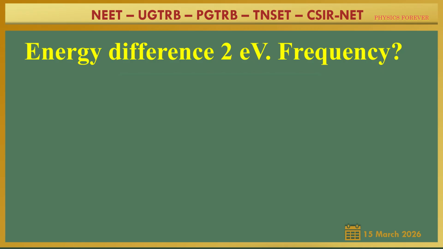So this is the problem. Given that the energy difference is 2 electron volt, what is the frequency? What is the unit for energy? The energy unit should be the joule. Here the energy is given in electron volt, so we have to convert it into joule. To convert 2 electron volt into joule, we multiply by 1.6 into 10 power minus 19. After multiplying, we get 3.2 into 10 power minus 19 joule.